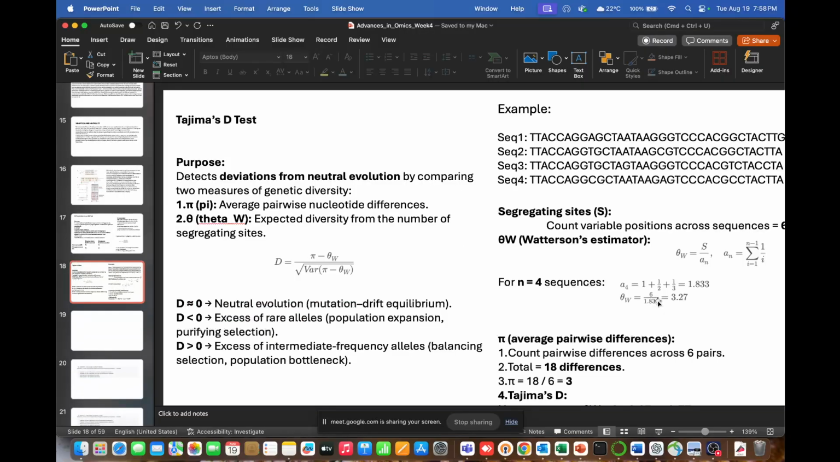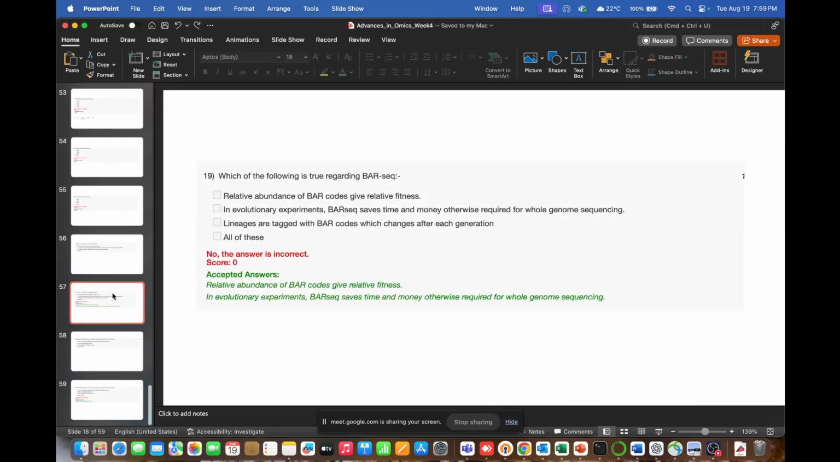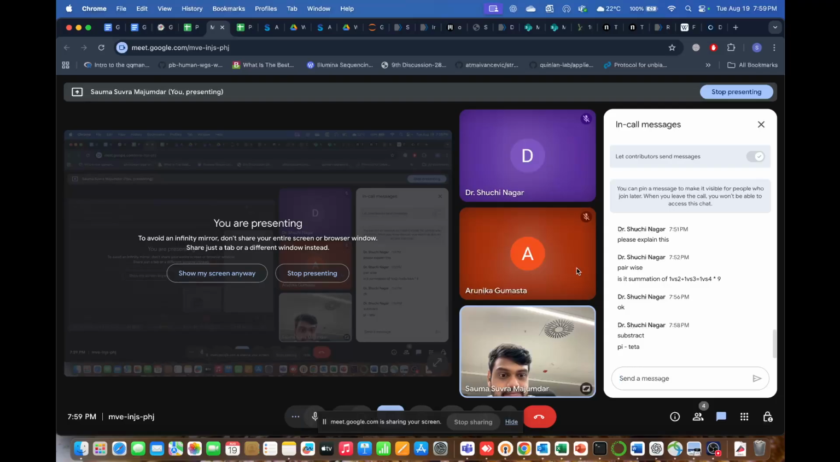Yeah. Just keep in mind while calculating the pi, sorry, the average pairwise nucleotide difference should be weighted by the total number of individuals for that particular sequence. So keep that in mind. Okay. Yeah. Pi minus theta divided by root over variance of pi minus theta. That is the formula for Tajima's D.